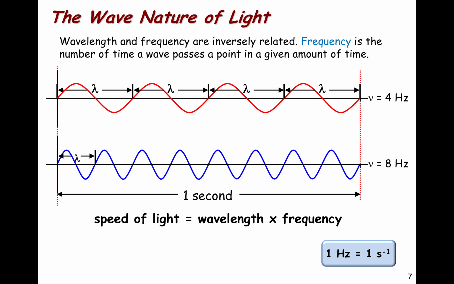So also, one should recognize that if the wavelength increases, the frequency has to decrease in order to maintain a constant speed. That gives us the equation shown in the box below here, where c represents the speed of light in a vacuum, which is 3 times 10 to the 8th meters per second. That's equal to the wavelength times the frequency.